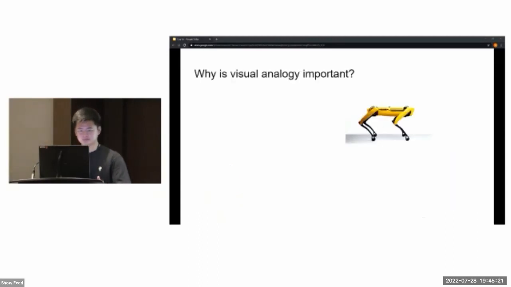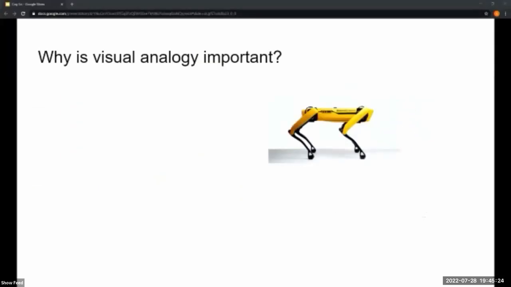So Nick has answered why relation is important. And here we want to ask, why is visual analogy also important? Because imagine when you first saw this robot dog, you have no idea of its functionality, but when you make this visual analogy, mapping it to something you're familiar with, like a normal dog, you might guess the functionality of the robot dog. Because visual analogy helps you find the corresponding parts, which often imply corresponding functions. For example, the legs on the dog and the robot are both used for movement, and so on and so forth.